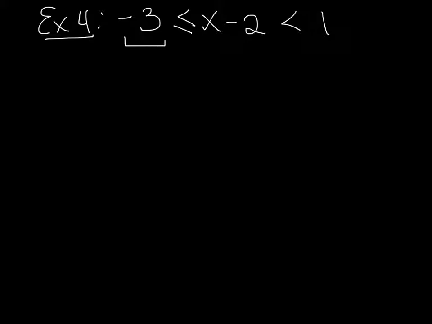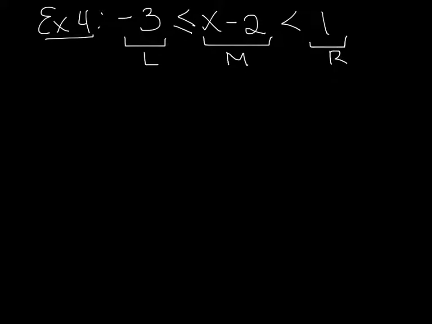Okay, this is example 4. And here we have a different type of inequality. We have -3 is less than or equal to x minus 2, which is less than 1. The book calls this a 3-part inequality, and it's because you have 3 parts, right? You have the left-hand side, the middle, and the right-hand side.